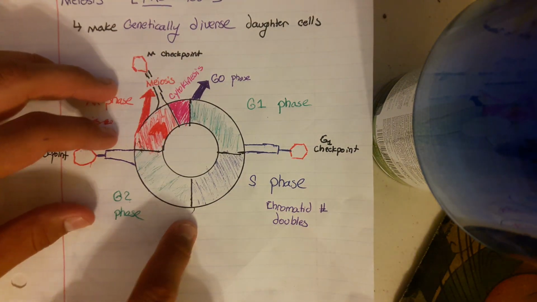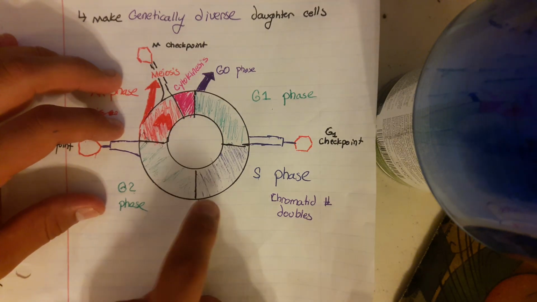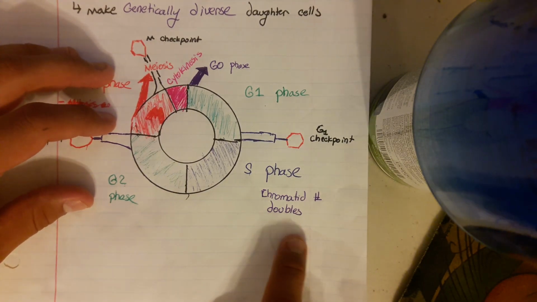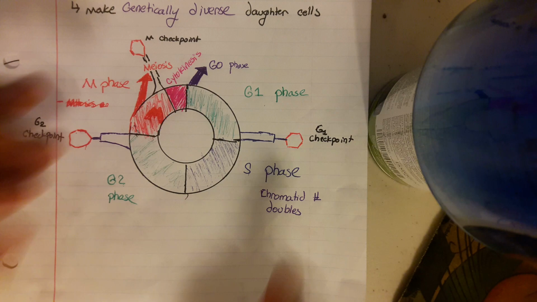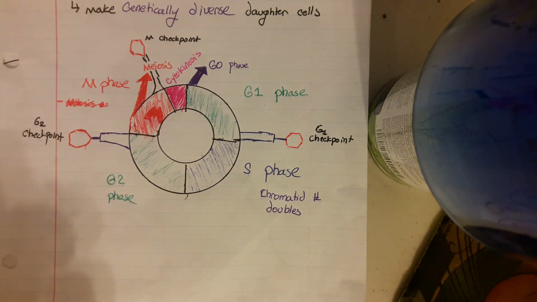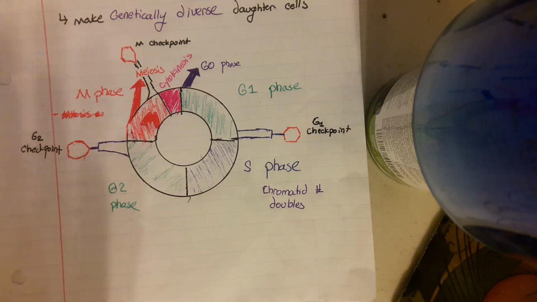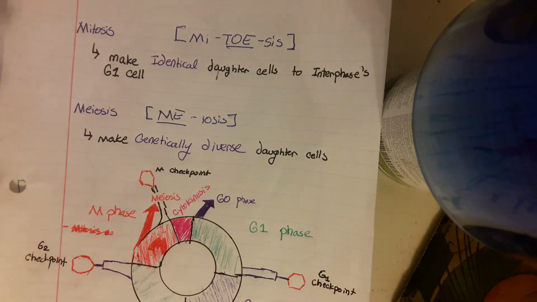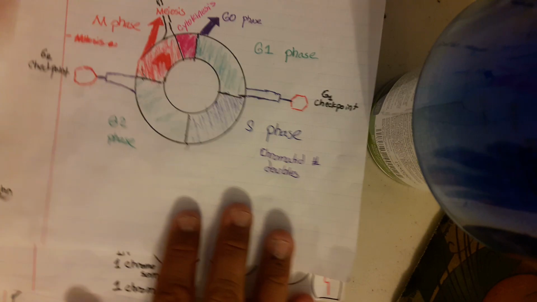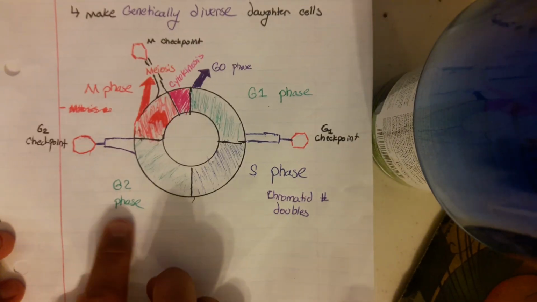Then there's S phase. This is actually very important, so know about S phase. What happens here is that the chromatid number doubles, but the number of chromosomes does not change. So remember, during S phase, chromatid number doubles, but chromosome number stays the same. And this is true whether you're talking about mitosis or meiosis. And then you keep going along the cell cycle.